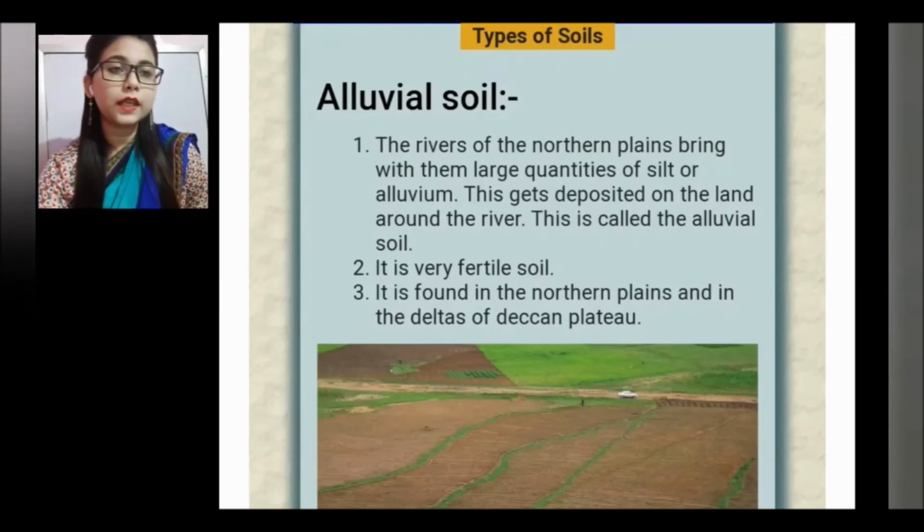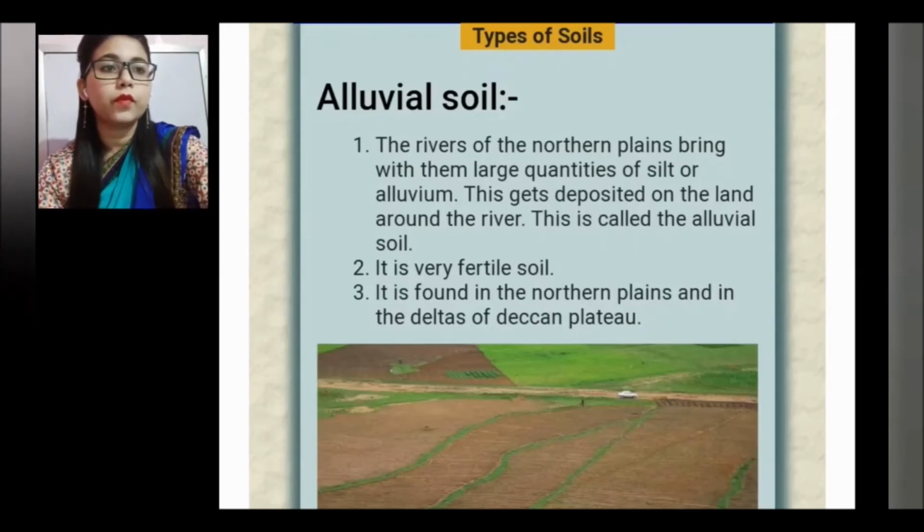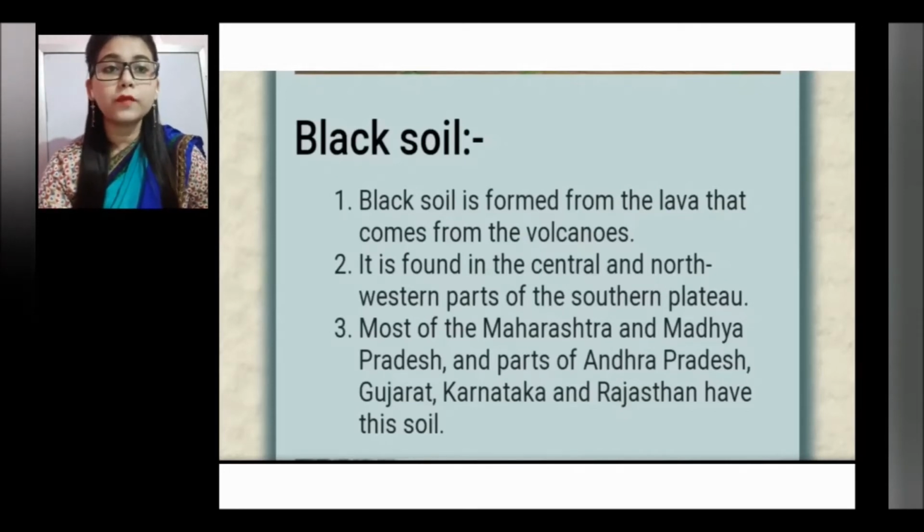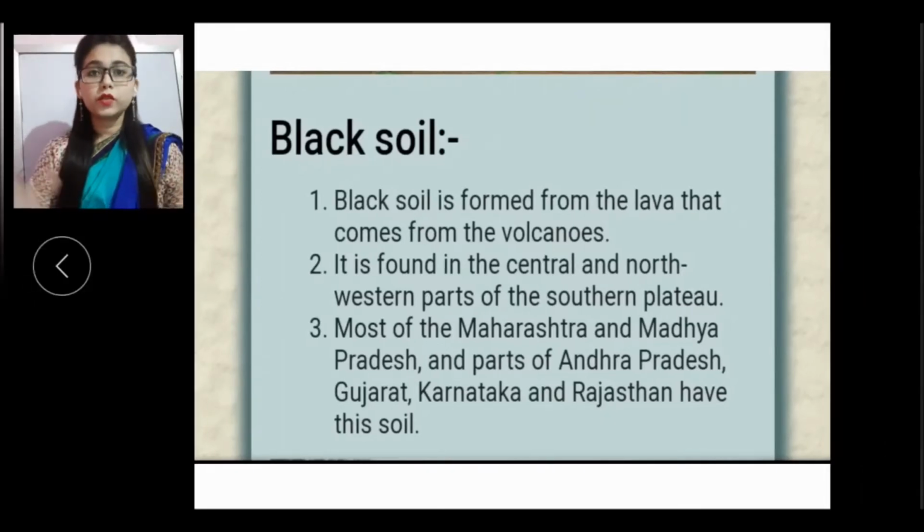Now let's see the other type of soil. What is that? Yes, this is black soil. Now let's read this. Black soil is formed from the lava that comes from the volcanoes. It is found in the central and northwestern parts of the southern plateau. Most of Maharashtra and Madhya Pradesh and parts of Andhra Pradesh, Gujarat, Karnataka and Rajasthan have this soil. So students, this type of soil is also good for cultivation.